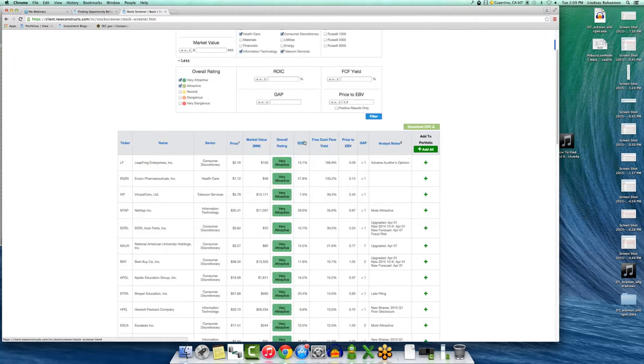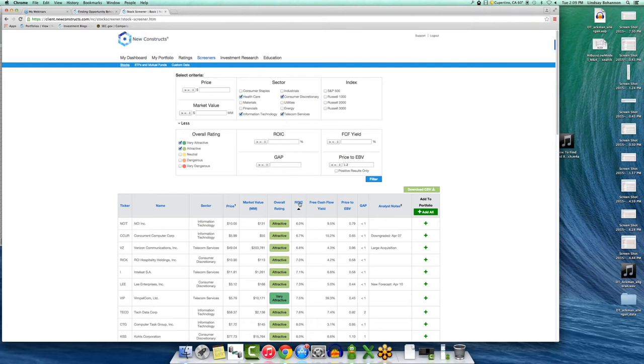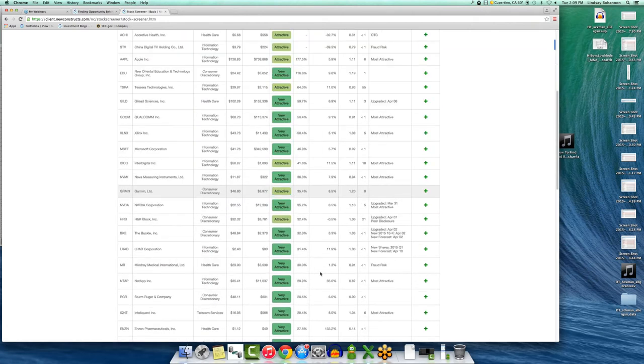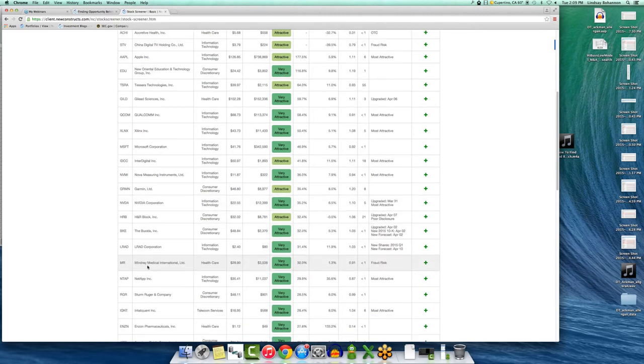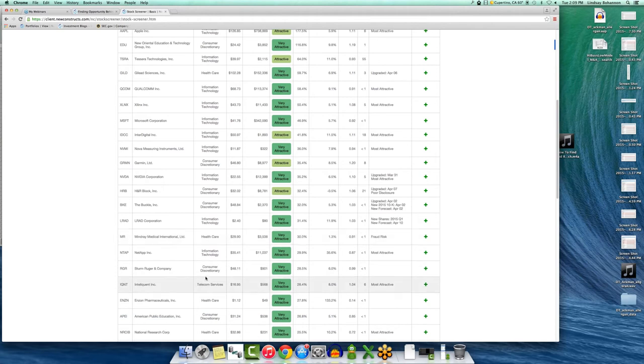So I can also sort this screener here using these tools at the top. I can sort them by return on invested capital, which is the main driver of stock performance over the long term. So something that we like to do traditionally is sort by return on invested capital. So look at some stocks here.